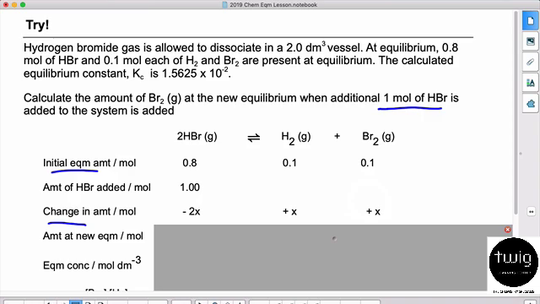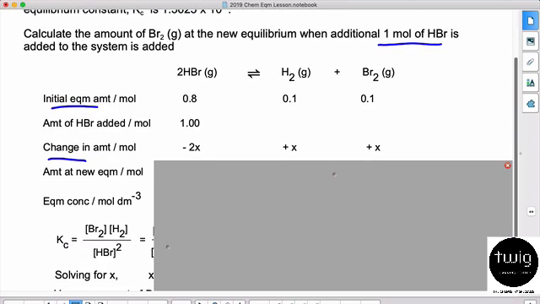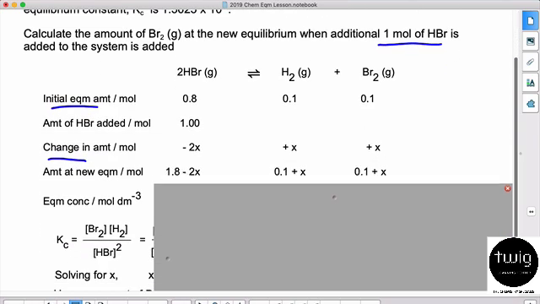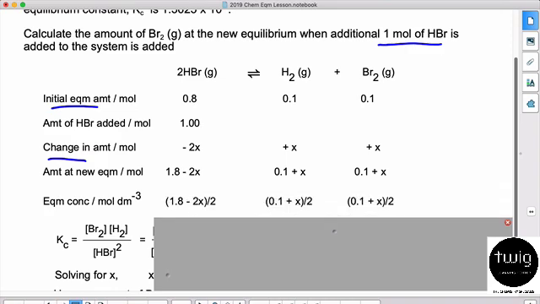Okay, I'm going to save you some time. I don't need you to solve it, but I'll just show you. So I think up to here is fine. Check. Okay, 1.8 minus 2x, 0.1 plus x, 0.1. Then I divide by the volume, which is 2. So far, good? Then you sub it inside.